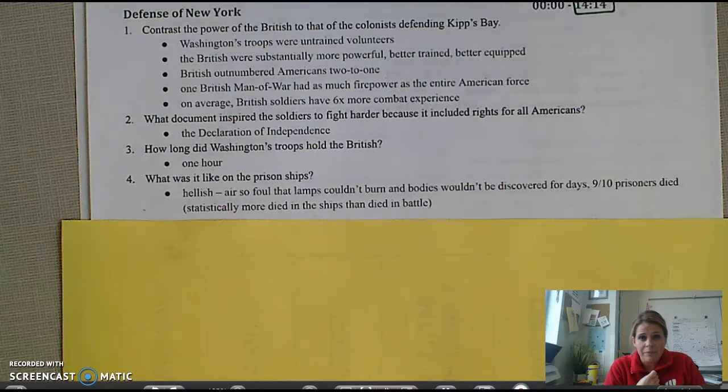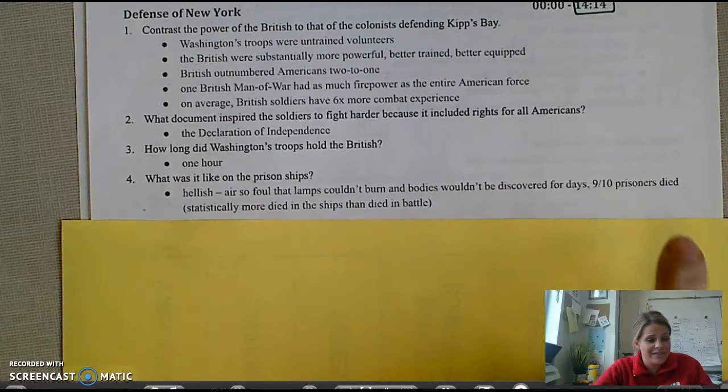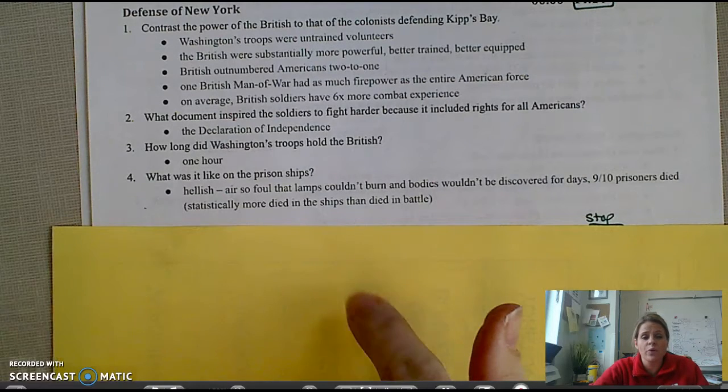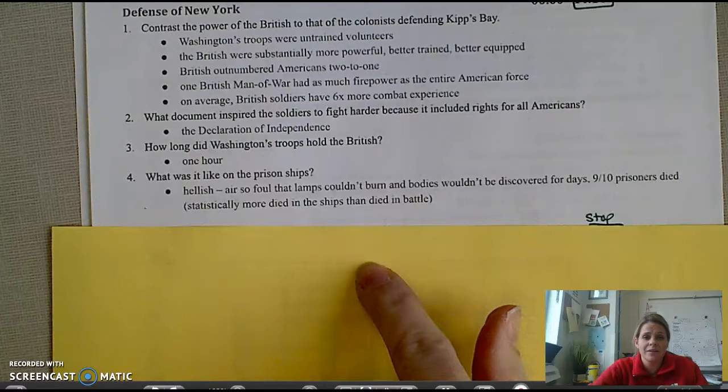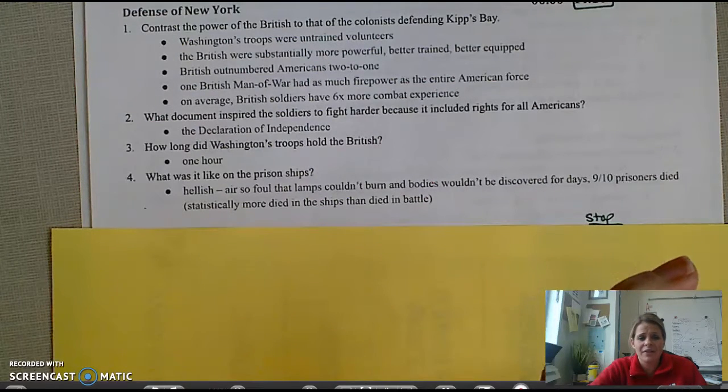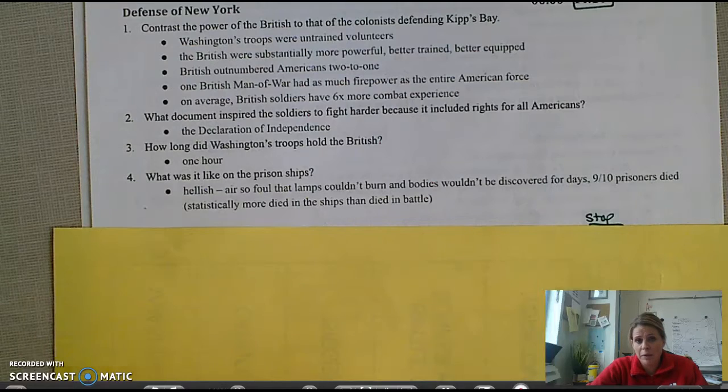And there were a lot of them, right? 9 out of 10 prisoners died. And they said that that was 3 times more than people that died in actual combat, which is incredible. There's a lot of disease. They're all packed in together, and that poses a big problem.